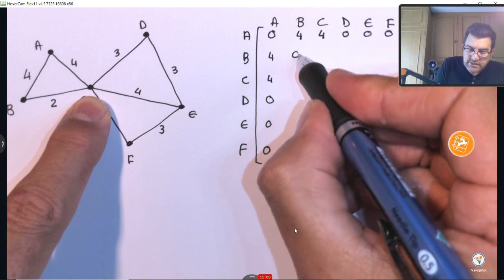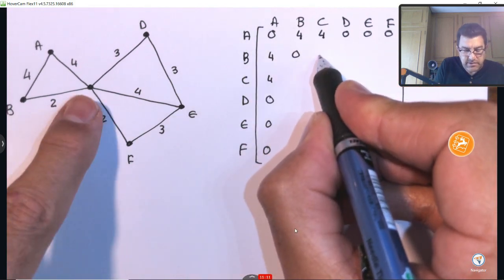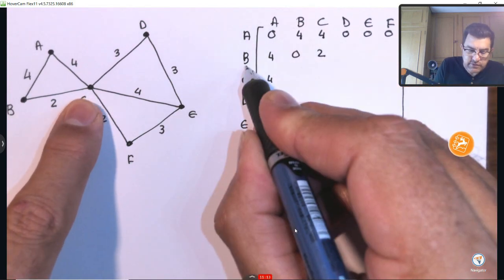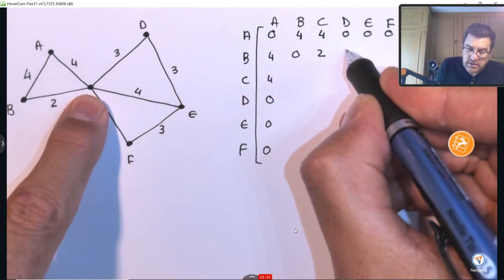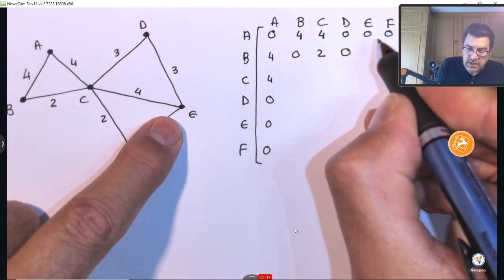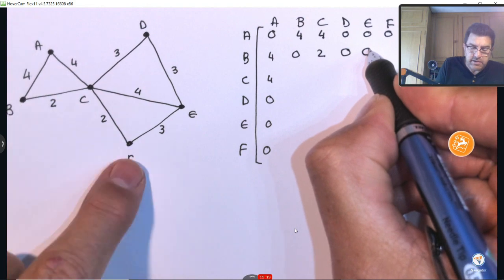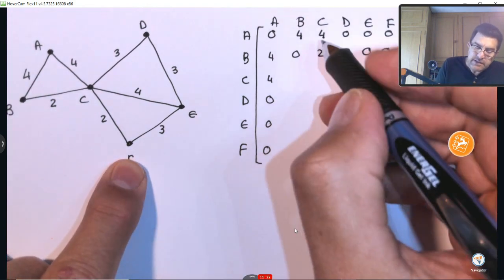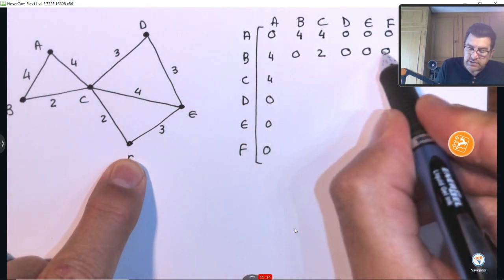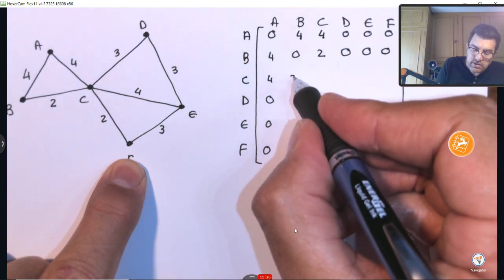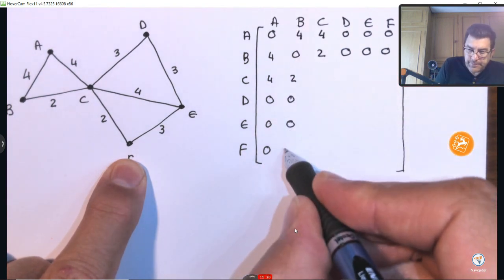B to B I have 0. So B to C, from B to C there's a weight of 2. From B to D there's no path. From B to E there's no path. From B to F there's no path. So we take this row and we copy it down into this column.